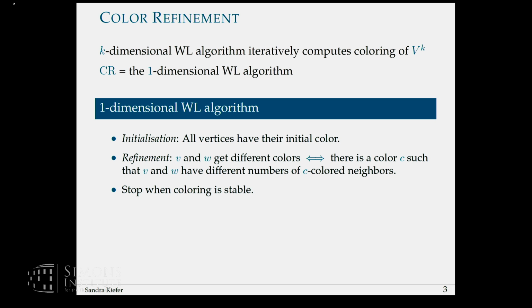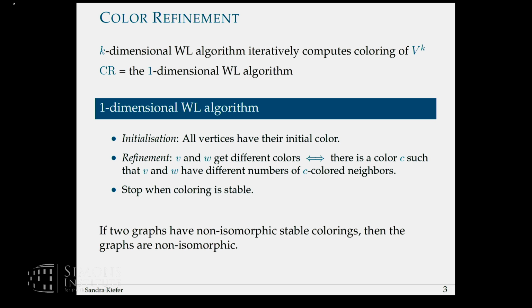And how does it do it? In the refinement step, which is the step that is applied repeatedly, two vertices that had the same color before now get different colors if there is a color so that they have a different number of neighbors in this color. And this is applied until the induced partition doesn't change anymore, then we call the coloring stable, and this is actually what the algorithm returns. And why it's useful for graph isomorphism is because if you have two graphs and they result in non-isomorphic stable colorings with respect to any dimension of the Weisfeiler-Leman algorithm, then these graphs are non-isomorphic. So therefore they can be used in applications to decide graph isomorphism.